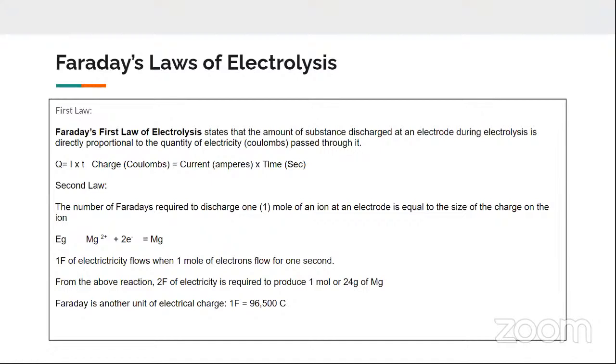I'm sure that most of you know them or you have come across them already. And here I have summarized the two laws of electrolysis. The first law, which is very important, says that the amount of substance discharged at an electrode during electrolysis is directly proportional to the quantity of electricity passing through it. And there you have your equation for the quantity of electricity: Q is equal to IT.